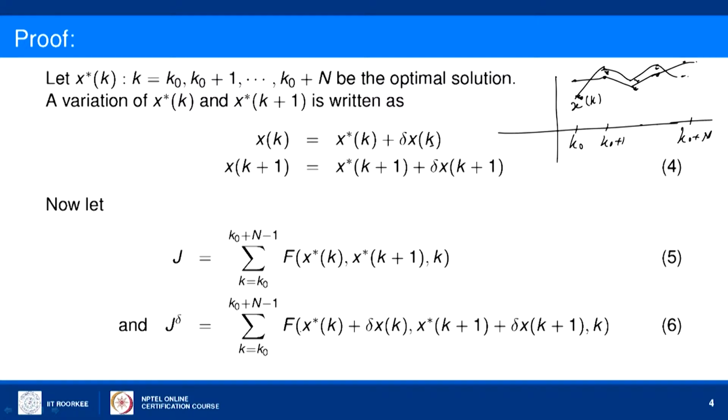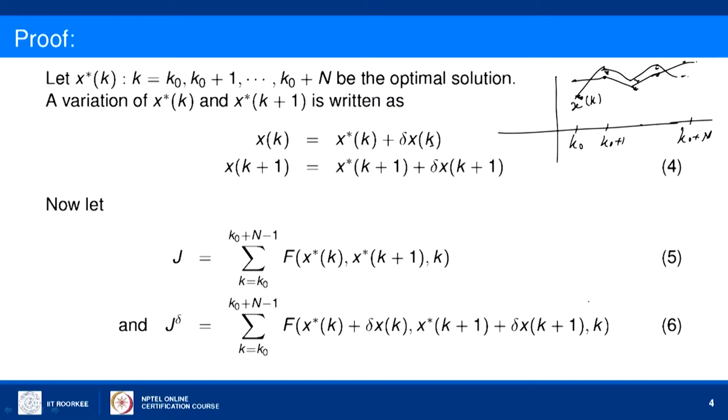Now, it is having f of x star plus del x and x star k plus 1 plus del x of k plus 1 comma k. Now, expanding this expression in the Taylor series and taking only the first variation in the Taylor series. So, we will see that the first term of the Taylor series is same as J, and J delta minus J, in that the first term will get cancelled.